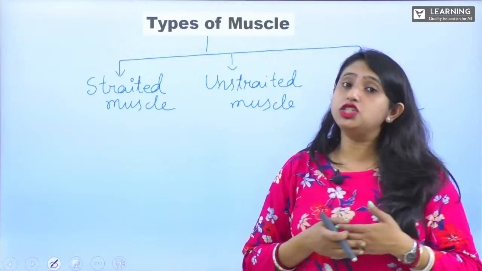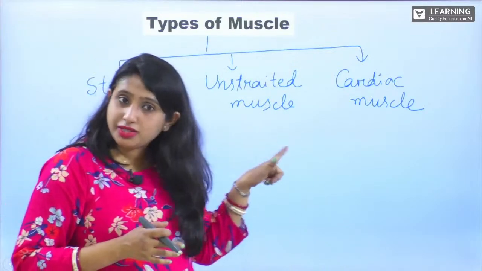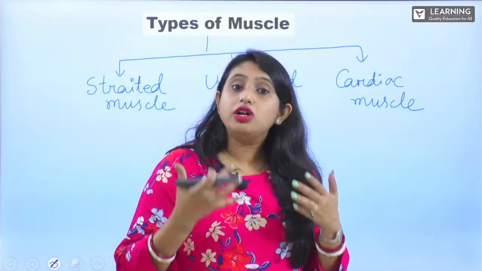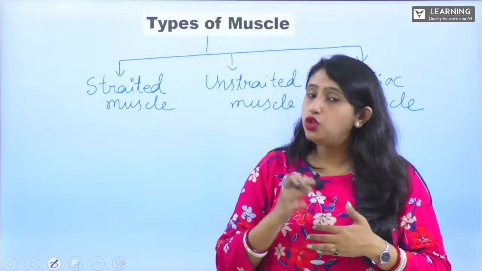So what about these unstriated muscles? These unstriated muscles are the involuntary muscles, that is, which we cannot control. Can you control the heartbeat of your heart? No, right?